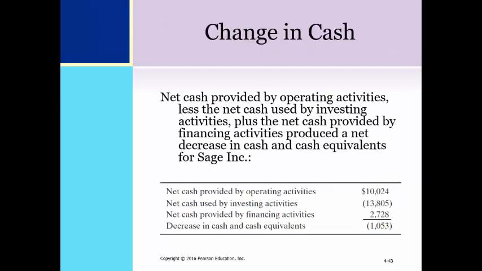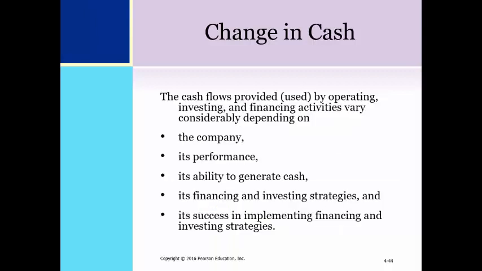The last item on the statement of cash flows is the net increase or decrease in cash. This is arrived at by summing the cash provided or used by operating, investing, and financing activities. In this case, Sage Inc. had a net decrease in cash and cash equivalents for 2016 of $1.053 million. This amount should equal the change on the comparative balance sheet for the year.